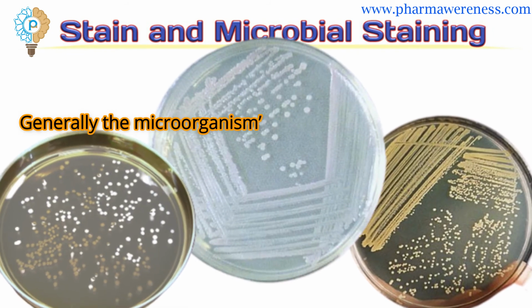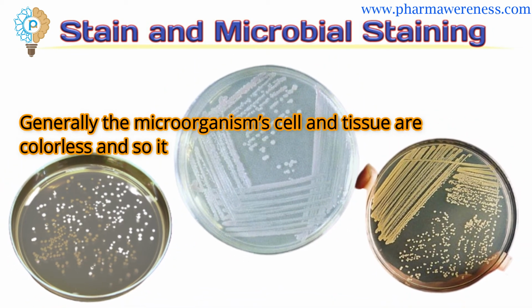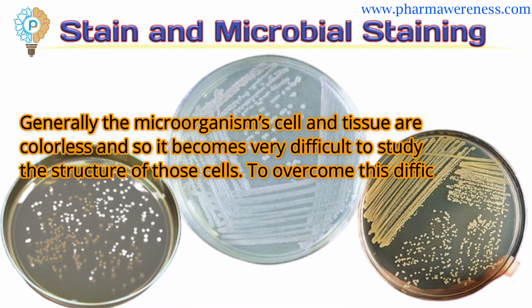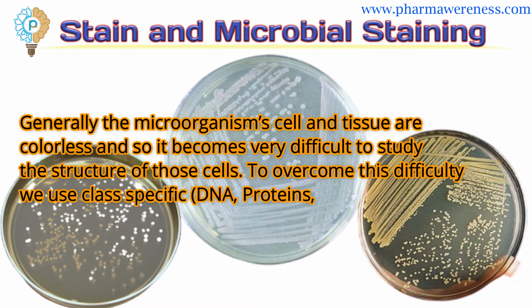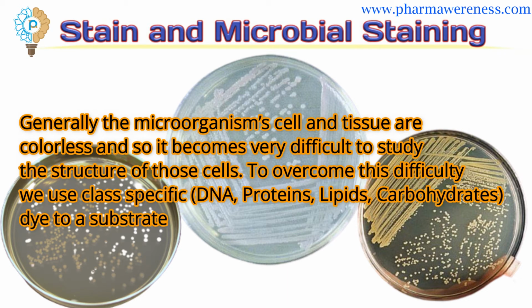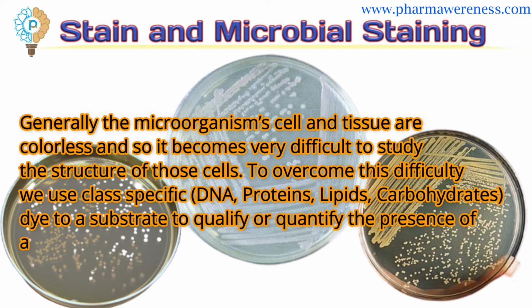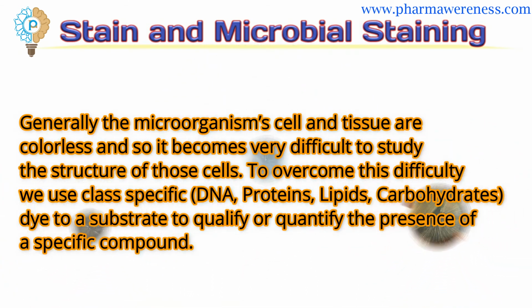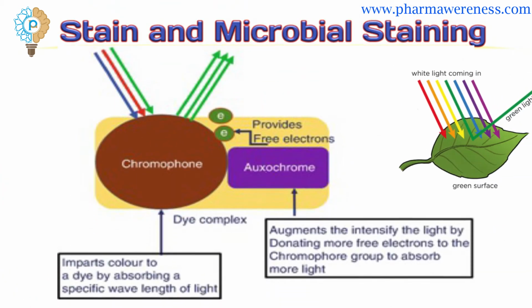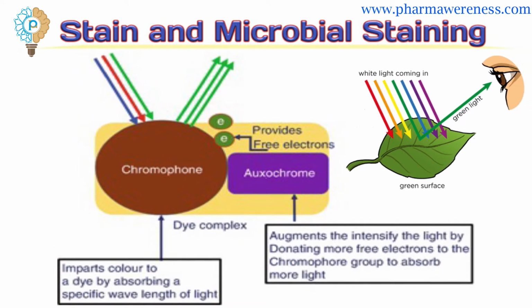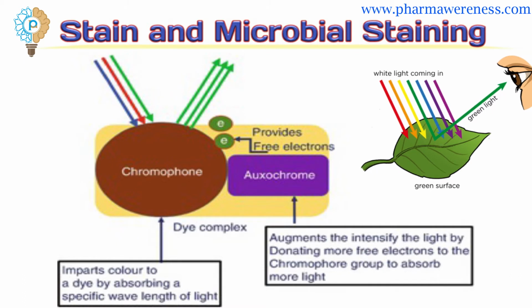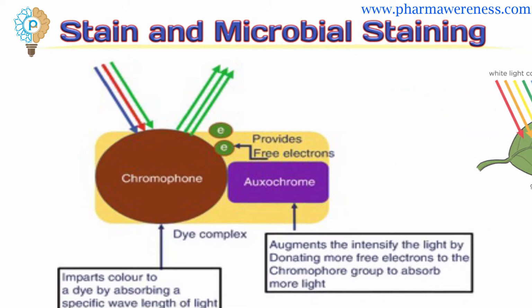Generally, microorganism cells and tissues are colorless, so it becomes very difficult to study their structure. To overcome this difficulty, we use class-specific dyes, like for DNA, protein, lipids, carbohydrates, applied to a substrate to qualify or quantify the presence of a specific compound. A chromogenic dye absorbs light of a specific wavelength from white light to represent a specific color and emits the light containing the rest of the colors. Therefore, we can see a colored light from the dye.